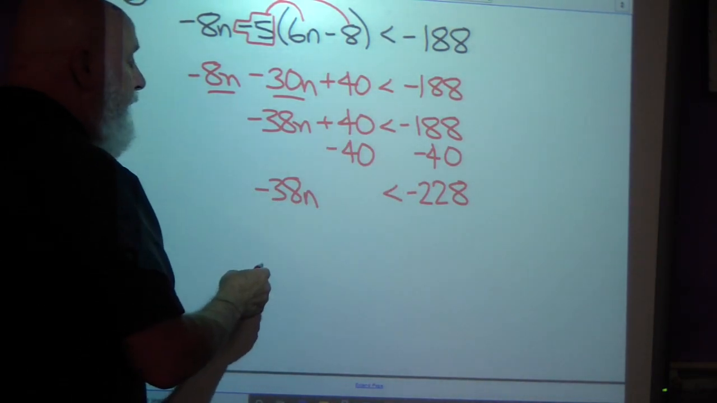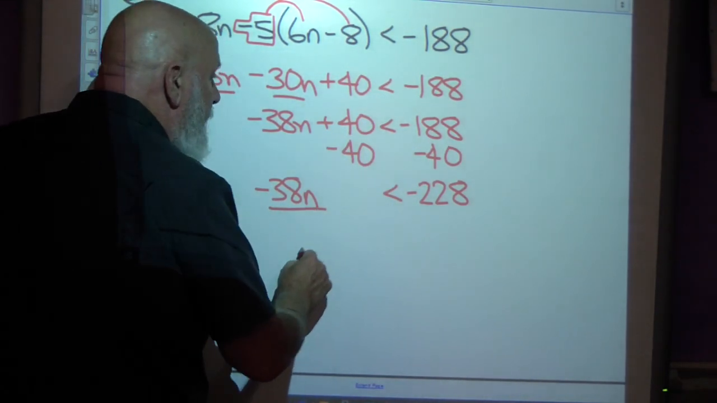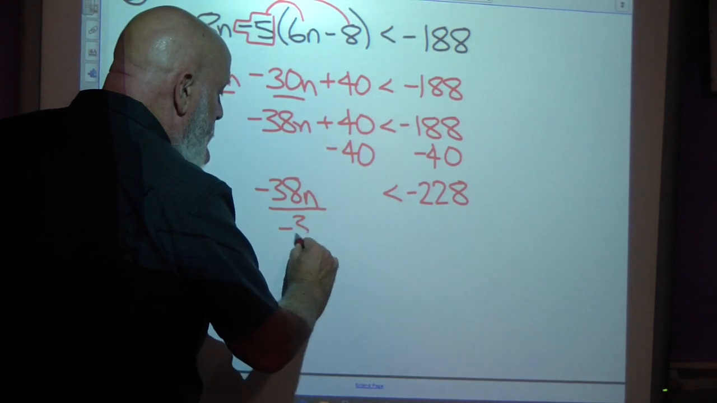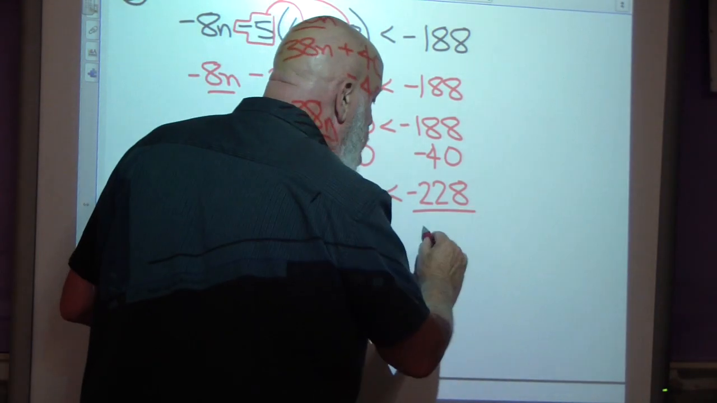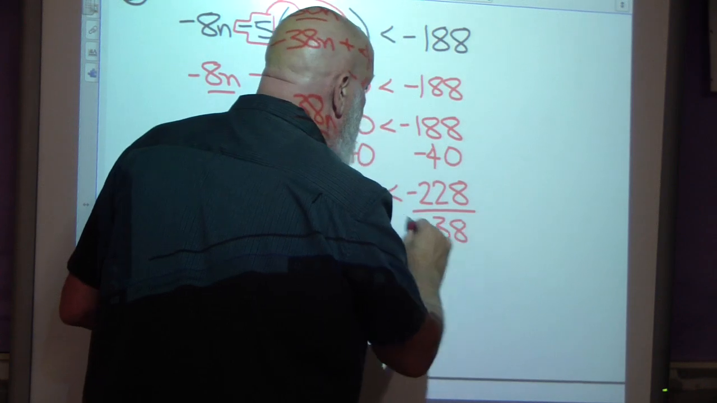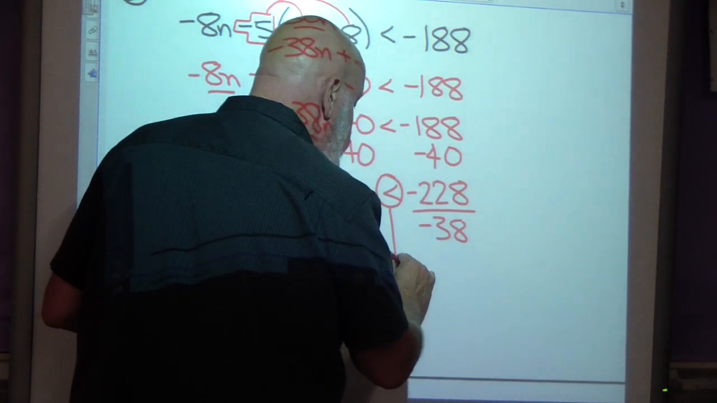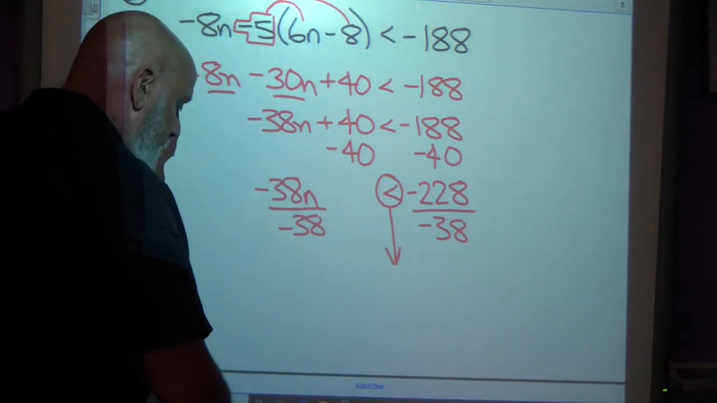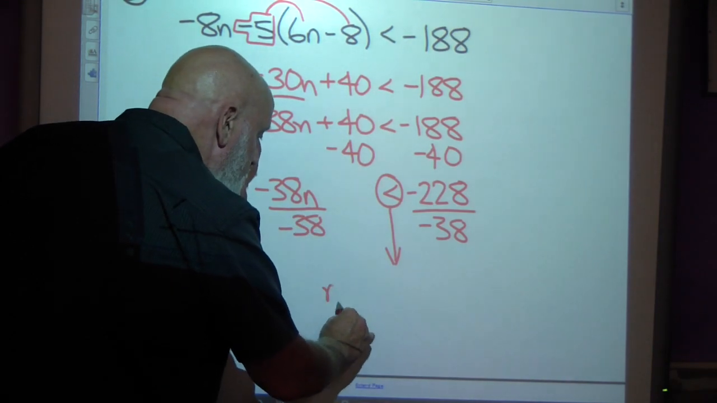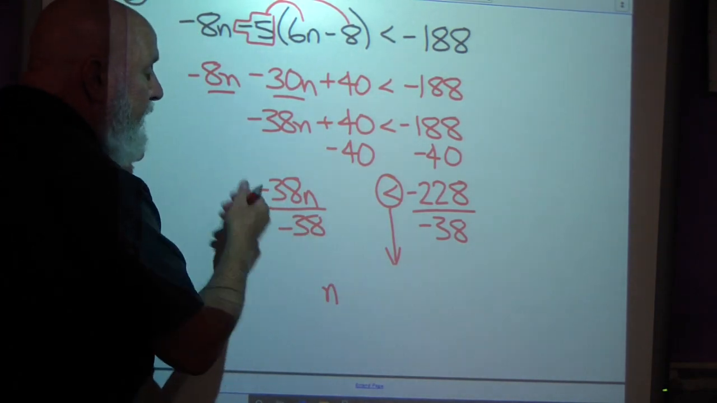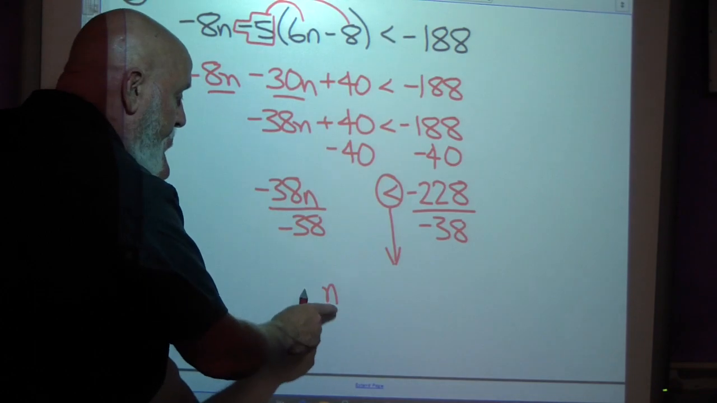Now I'm dividing by negative 38. When I divide by a negative 38, the direction of my inequality is going to change. Okay, so here we go. This becomes n. Negative 38 divided by negative 38 is 1. 1 times n is n.